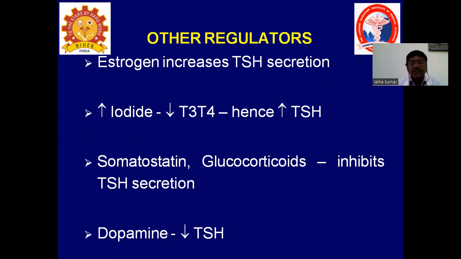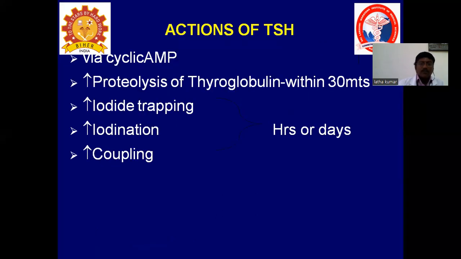Then next are other regulators. Estrogen increases thyroid stimulating hormone secretion, and increased iodide decreases T3 and T4. So if the iodide content increases in our body, T3 and T4 will decrease, and therefore there will be an increase of thyroid stimulating hormone. Somatostatin and glucocorticoid inhibit the thyroid secretion. Dopamine decreases the thyroid stimulating hormone.